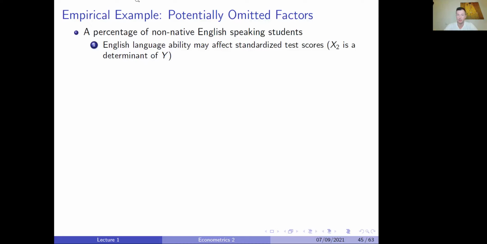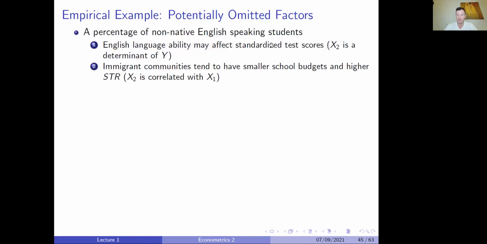Now the second condition: is the percentage of non-native English speakers related to the class size? And the reasonable suggestion is yes, because immigrant communities tend to have smaller school budgets, so immigrants live in the poor districts. So those poor districts have less money, and less money means that teachers must work with many more students. So x2 is correlated with x1.